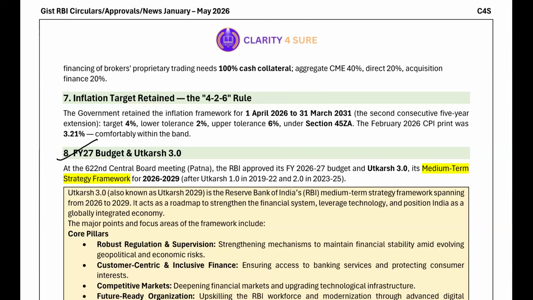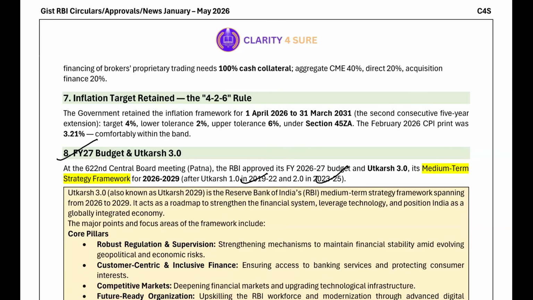At the 622nd Central Board meeting held in Patna, the RBI approved its financial year 2026-2027 budget and Utkarsh 3.0, its medium-term strategic framework for 2026 to 2029. After Utkarsh 1.0 in this date and Utkarsh 2.0 in this date.